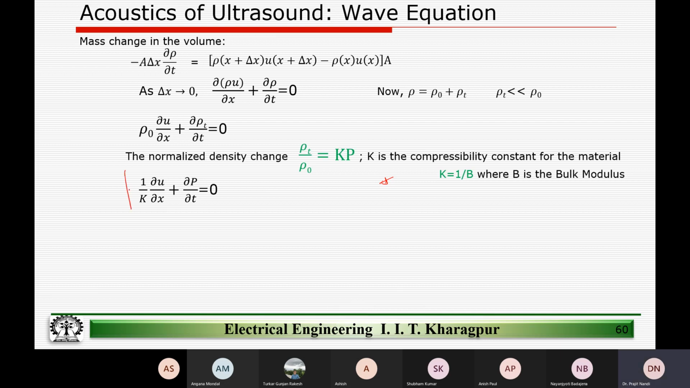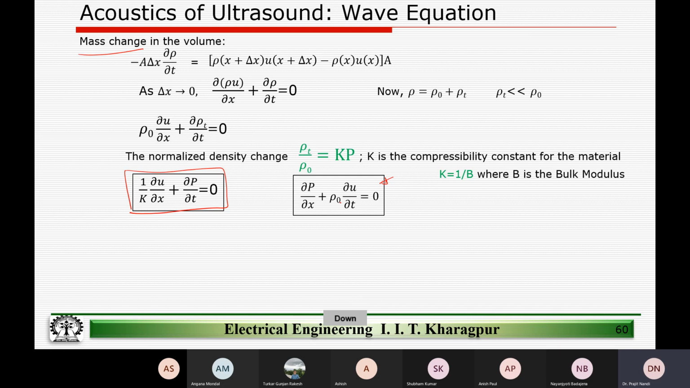And this is the second equation we got from the mass change in volume. So the first equation we got from using Newton's law, right? And the second equation we are getting by equating the mass change in volume with the pressure and the density change in the fluid, right? So this is the second equation. The first equation, of course, we had derived already earlier, this guy.